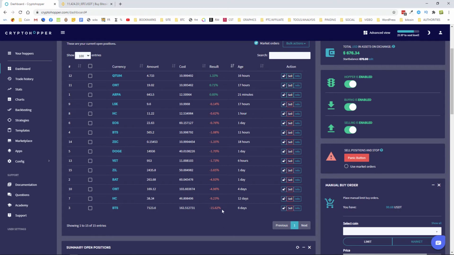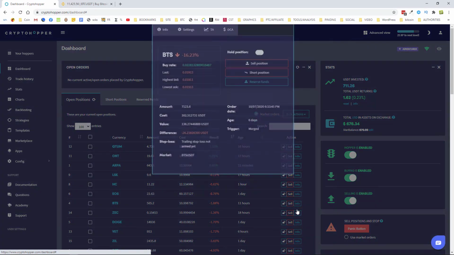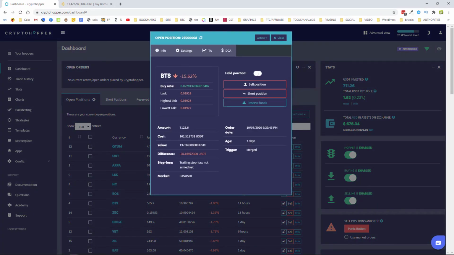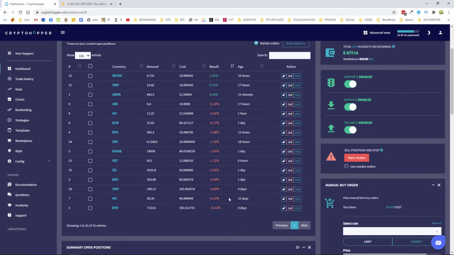Once upon a time, I would have panicked because that's $162 there. And right now, that 15% under is $25 if I was to sell it now. But I'm not going to sell it because I'm not crazy. All right. So I'll just close that. I'll just be patient with this. I'll wait for it, even if I have to wait for a month.